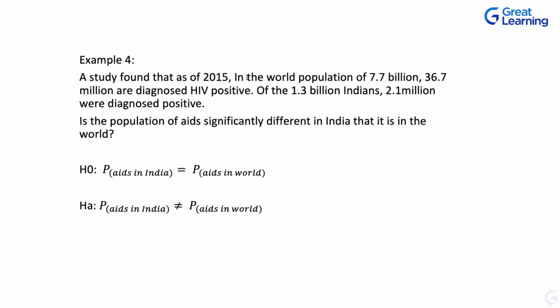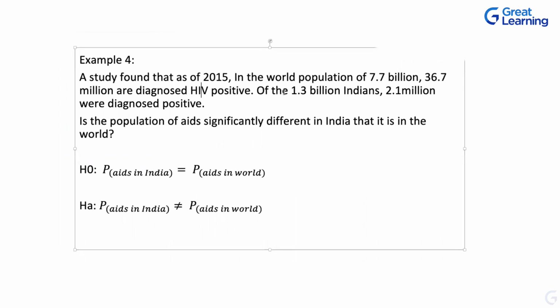So a study found that as of 2015, of the world population of 7.7 billion, so many billions are diagnosed HIV positive. Of 1.3 billion Indians, 2.1 million are diagnosed positive. So this is a population mean, and this particular one is with respect to India. So how do we do this analysis?